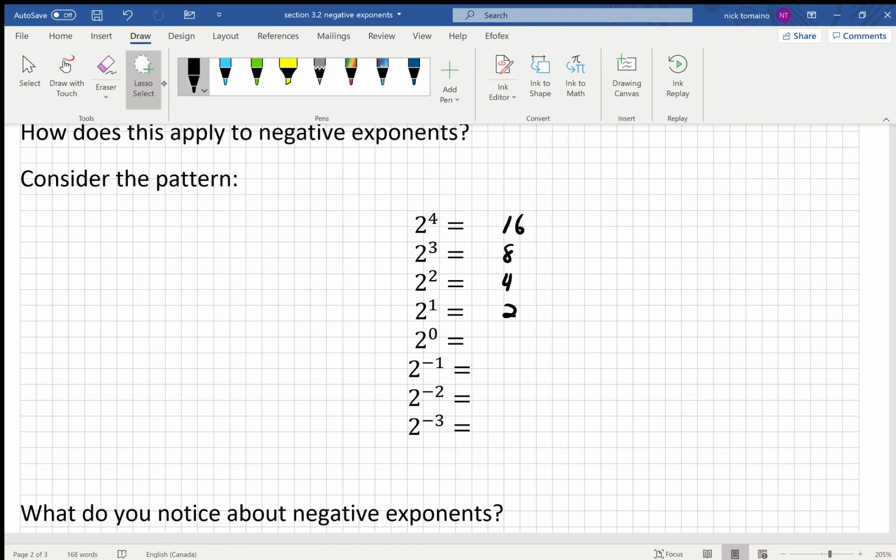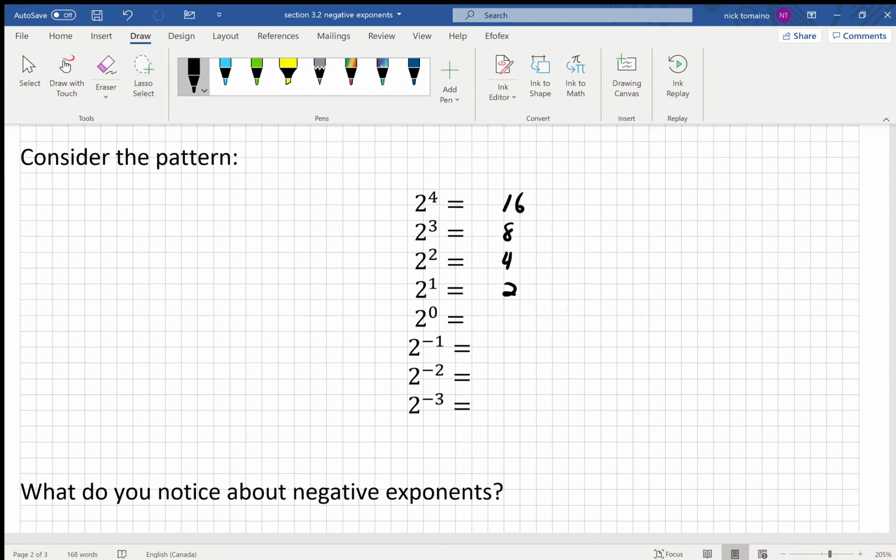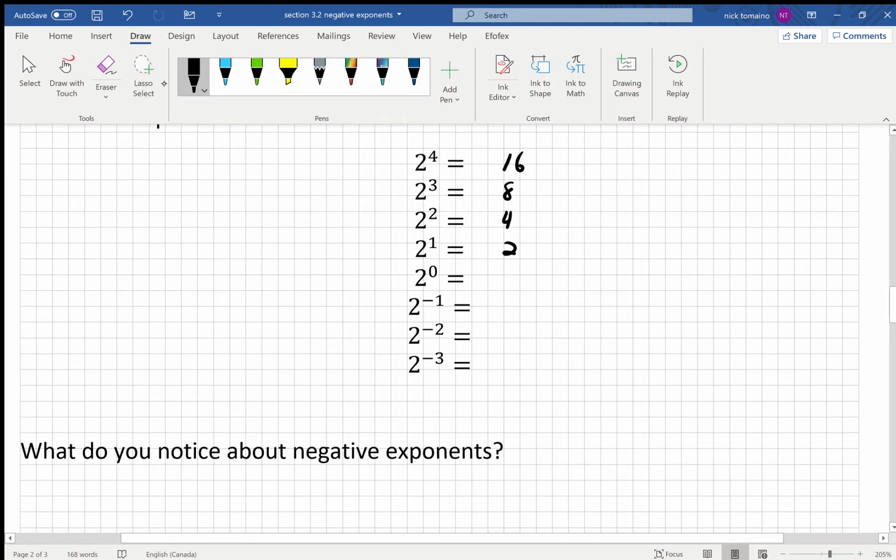Okay, that's going back to elementary school. Now we're going to continue the pattern. So have a look at the exponents, and we're going from 4, 3, 2, 1, 0. So we're going down by 1 each time. And notice that every time we go down by 1, the number gets cut in half. So through the logic, we're going to continue cutting the number in half. So if we cut 2 in half, that becomes 1. We cut 1 in half, that becomes 1 over 2. We cut that in half, that's 1 over 4. We cut that in half, that is 1 over 8.